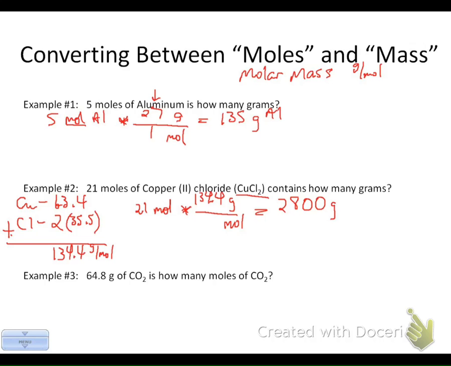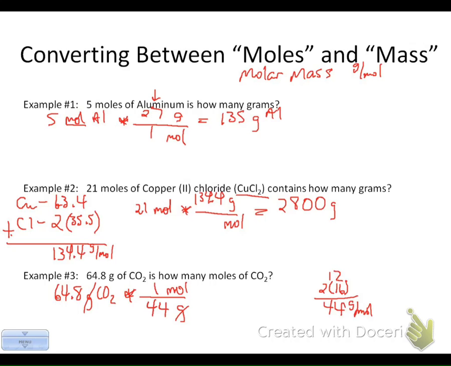Then for the last example, example number 3, we're going to go backwards, and I'm going to start you out with 64.8 grams of the CO2. As we set up our conversion factor, grams are now on the bottom so that they can cancel, and we're looking for the moles on top. 1 mole of carbon dioxide. Well, from the periodic table, we know that carbon is 12, and we know that each oxygen is 16, so the molar mass of CO2 is 44 grams per mole. So that will be our molar mass.